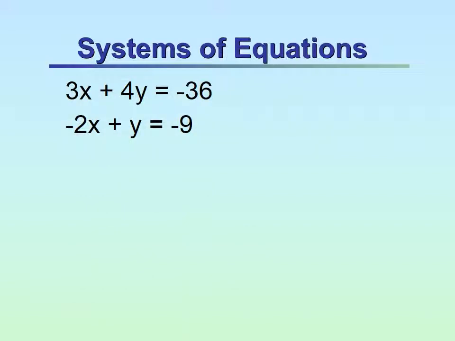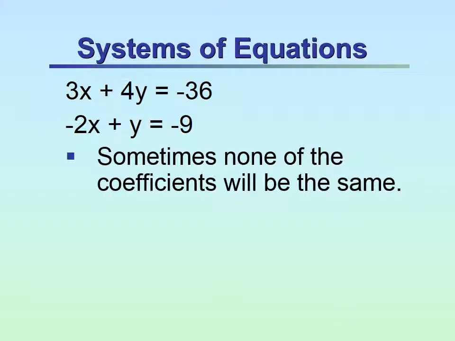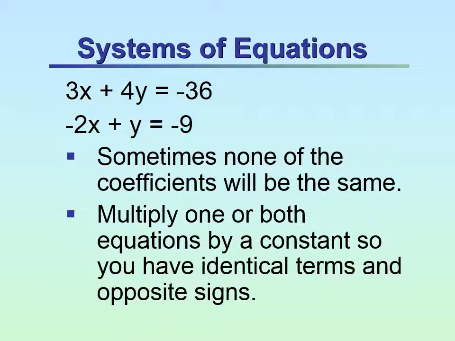All right, so this one looks a little bit more complicated. Notice how neither of them have a coefficient that's the same. That's okay. Just like we multiplied everything by -1 so that we could cancel things out, we're going to do the same thing. We are going to choose either the top one or the bottom one, our choice, and then multiply everything by the same number in order to make it cancel. Sometimes none of the coefficients will be the same, which means we multiply one or both equations by a constant, so we have identical terms.